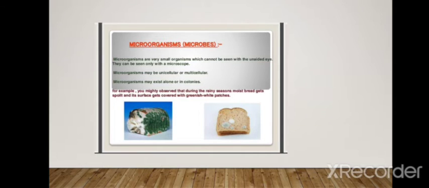Here you can see a picture of the attack of microorganisms on a bread. You can see the green patches as well as white patches on the piece of bread. The piece of bread gets spoiled due to the attack of the microorganism fungi.